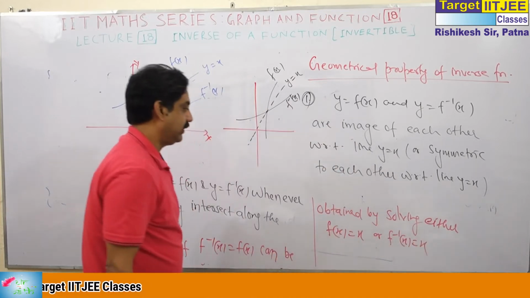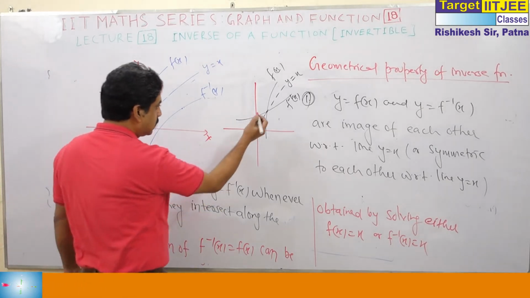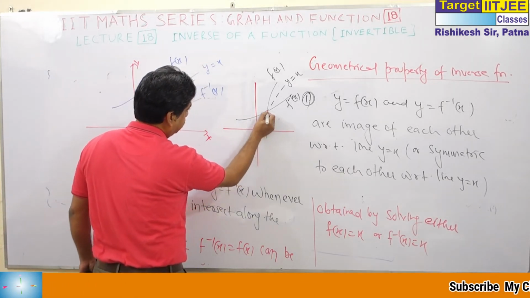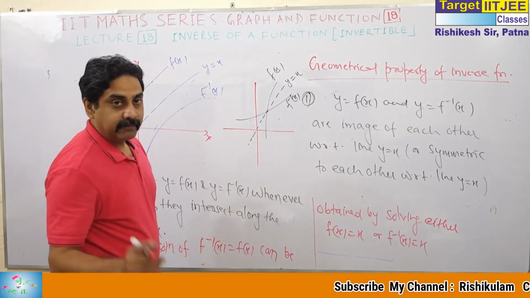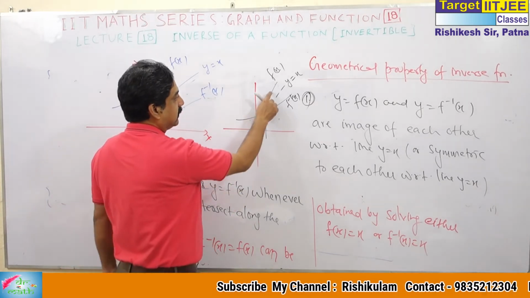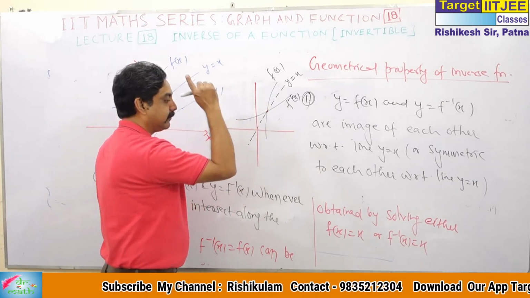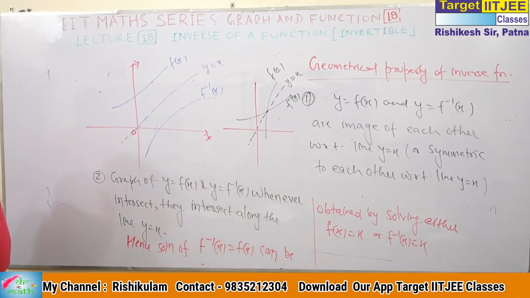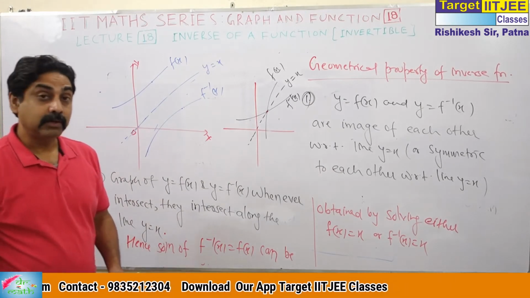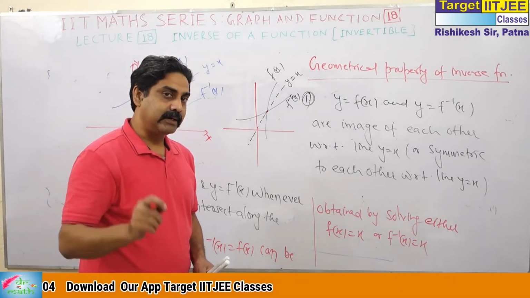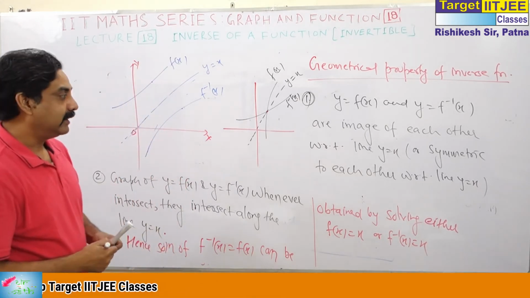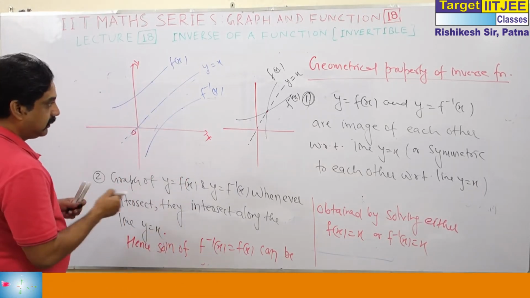Favorite area of IIT. Since these three meet at one point, suppose we have to solve this and this. We solve this and this, we get the point. So they are images of each other in y = x. Very simple logic of coordinate geometry. I hope you have done it in coordinate geometry.